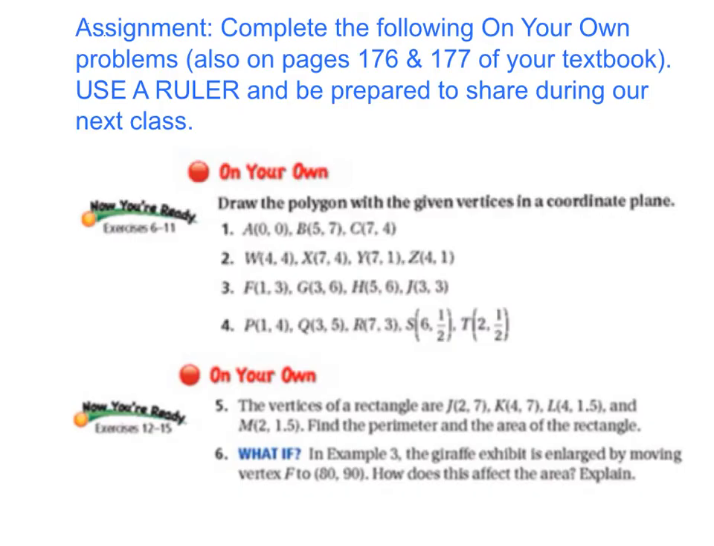Your assignment for this lesson is to complete the following on your own problems. They are also on pages 176 and 177 of your textbook. Use a ruler to be sure your lines are straight, and be prepared to share during our next class.